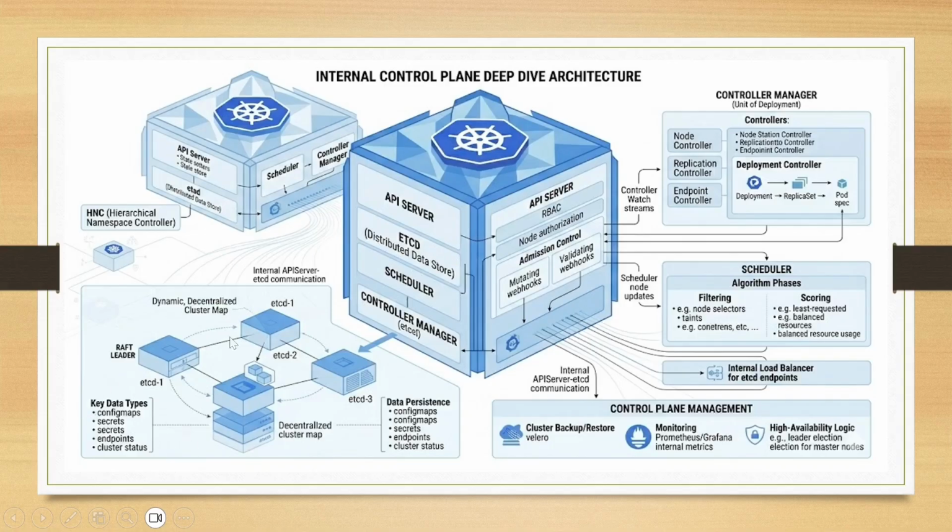And also, if we are running a high availability cluster, then there might be more than one control node, so there might be multiple etcd databases and multiple of all these things. So it basically communicates over a very low latency network. Okay, so the key data types supported here are config maps, secrets, endpoints, cluster status, and multiple other things.